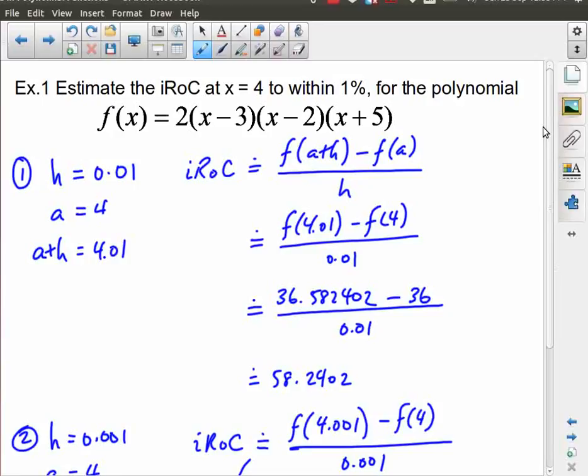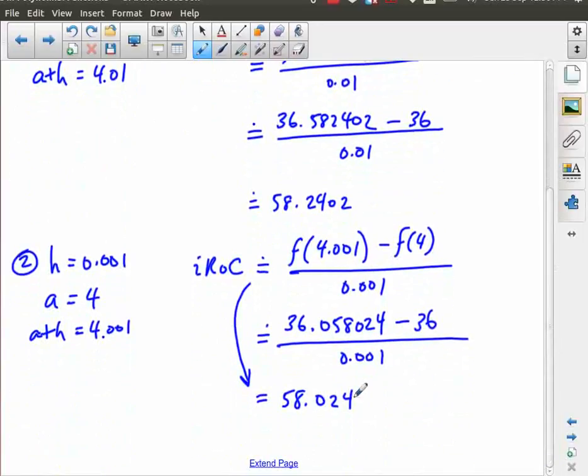2 times 4.001 minus 3, 4.001 minus 2, 4.001 plus 5, minus 36. Yes, there were more digits there. Divided by 0.001. And the actual answer this time is 58.024002. You can see those are awfully close to each other. Could be that I gave too good an estimate.